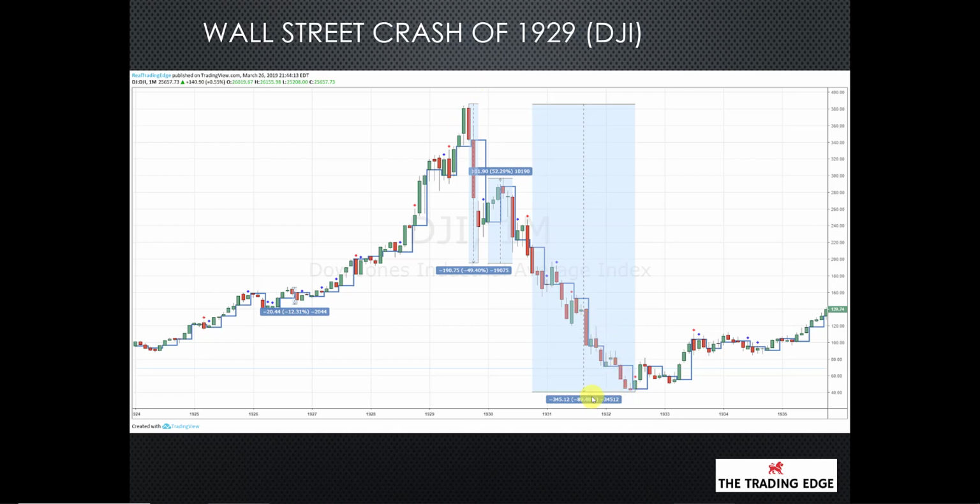So, anyone who got long back in 1927 and had a 150% gain gave it all back and more, because markets did not bottom until mid 1932, and that's when the idea of World War II started to get pushed out there, and that's what took America out of that Great Depression.